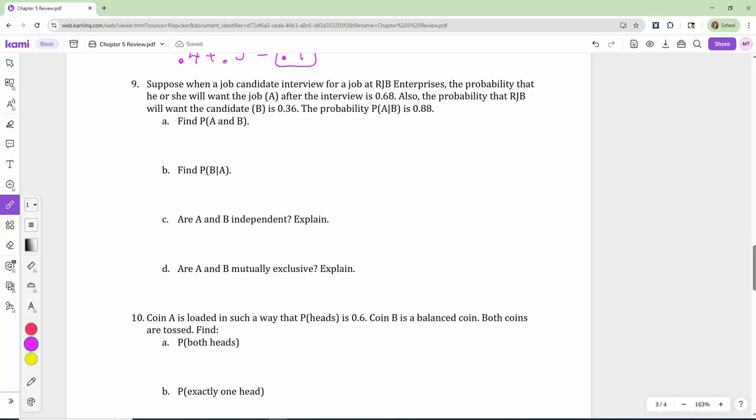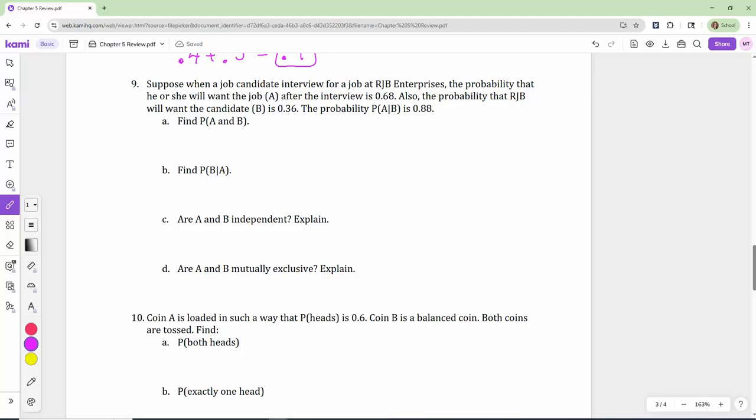Number 9. Suppose when a job candidate interviews for a job at RJV Enterprises, the probability that he or she will want the job after the interview is 0.68. Probability that RJV wants the candidate is 0.36. Probability of A given B is 0.88. Part A, find the probability of A and B.